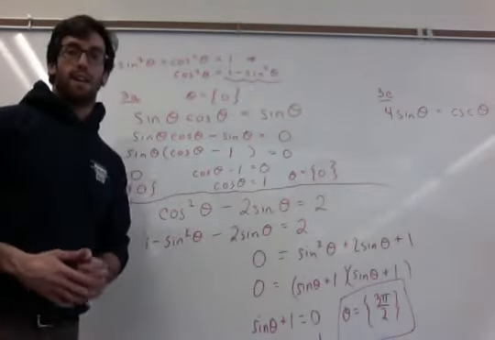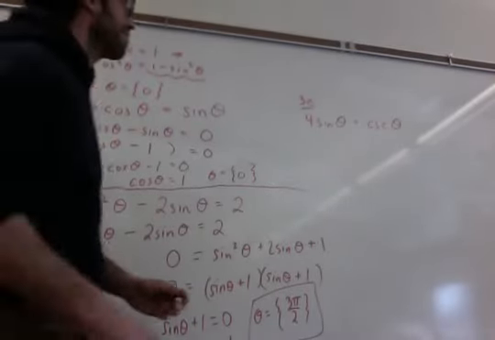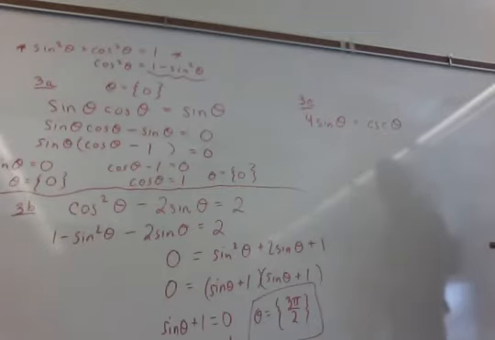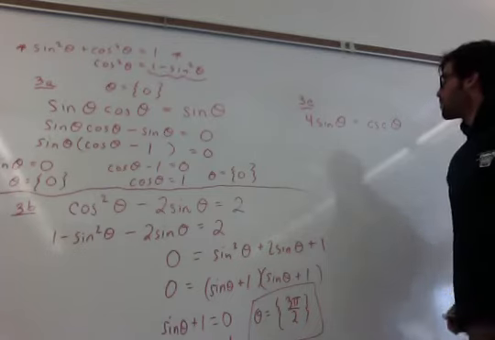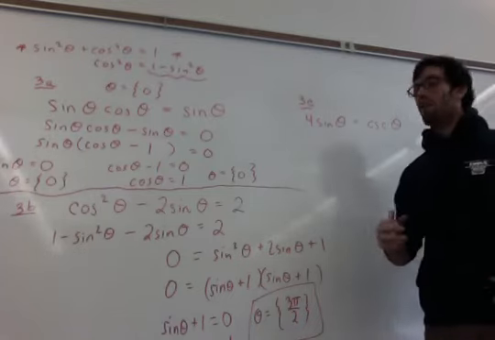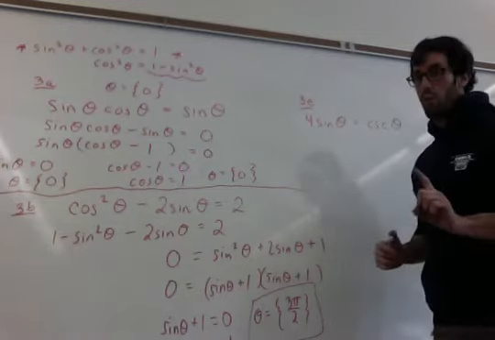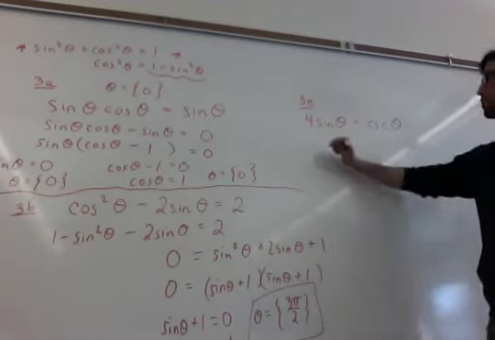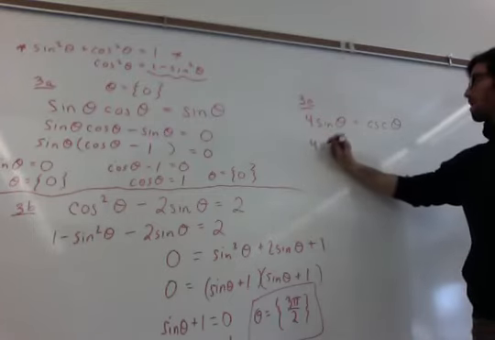Now, 3C, kind of out here. 4 sine theta equals cosecant theta. Well, in a similar way as we did with 3B, when you have two different trig functions, your first step should really be to try to write the equation with just one function. And you can do that here. Because these are reciprocals, you can change either one. I would probably recommend changing the cosecant theta.